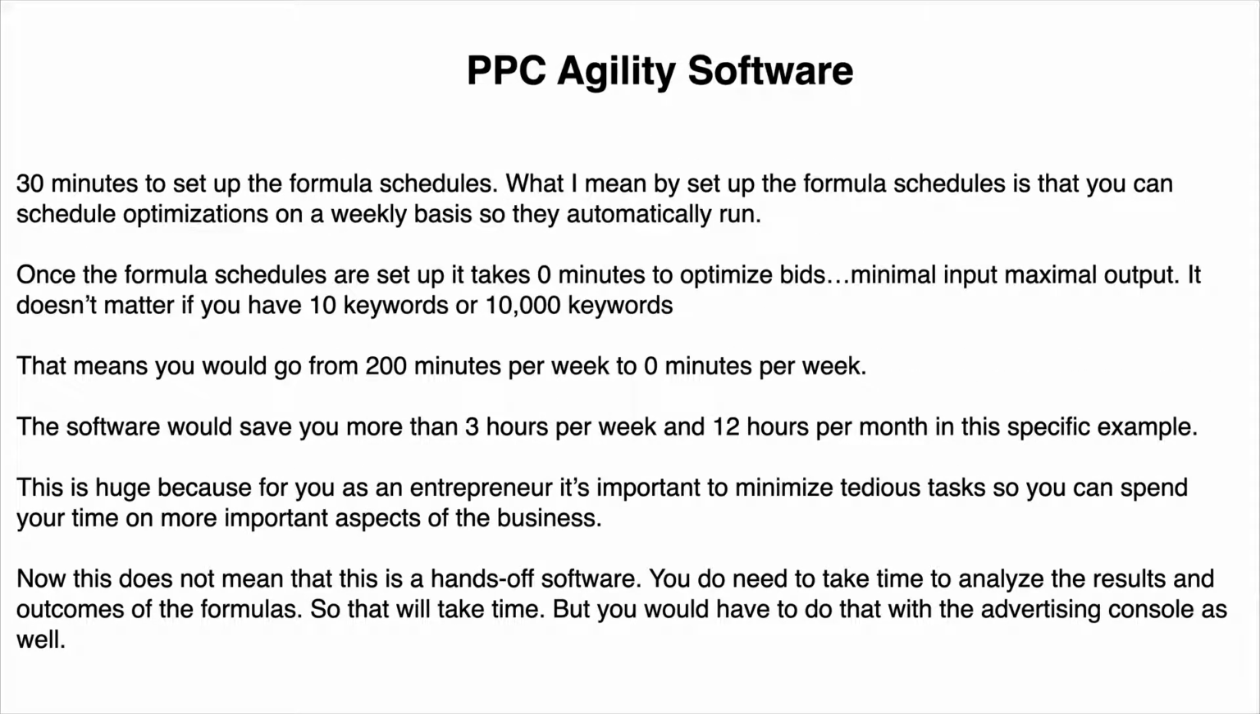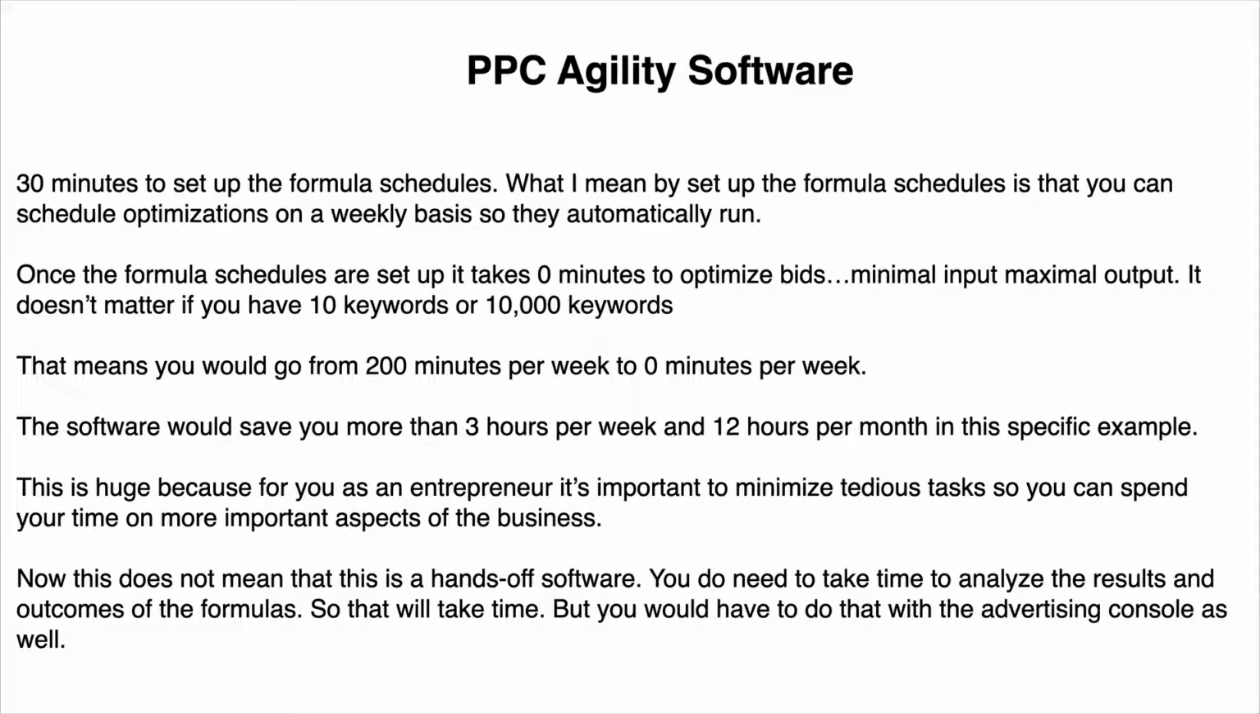So in PPC Agility software, it takes about 30 minutes to set up the formula schedules. So you can schedule bid optimizations so that they run automatically. What I mean by set up the formula is that you can schedule optimizations on a weekly basis so they automatically run. But once the formula schedules are set up, it takes 0 minutes to optimize bids. Minimal input, maximal output. It doesn't matter if you have 10 keywords or 10,000 keywords.